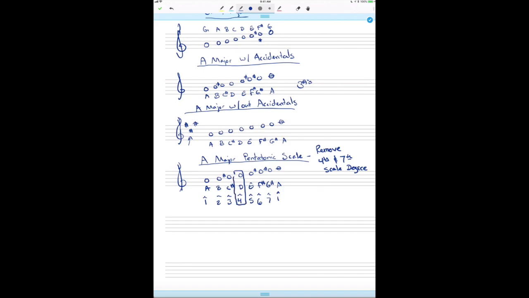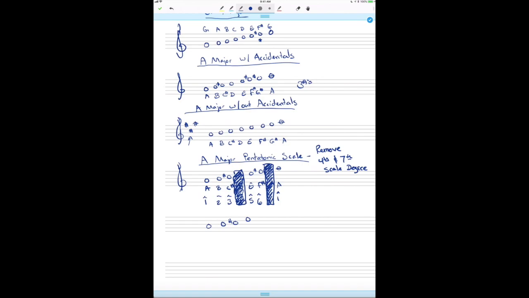So we're going to highlight the fourth one, that's D. We're going to highlight the seventh scale degree, that's G sharp. And let's just cross those off. So now those notes don't exist in the pentatonic scale. So what we're left with then is 5 different notes, right? There's 6 notes in the scale, but remember the first and last note are the same.